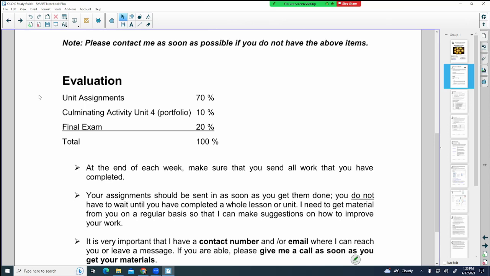Your culminating activity is found in Unit 4. It's a portfolio. So throughout this course, you're going to do a lot of reading, and then you're going to do a lot of writing. You're going to produce a lot of content. You're going to have a lot of different kinds of documents that you've produced.